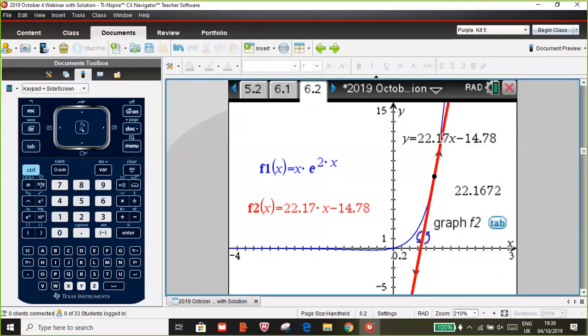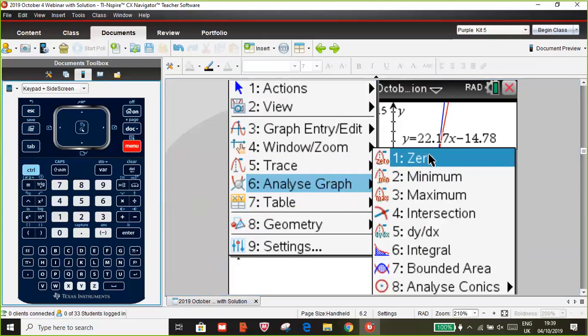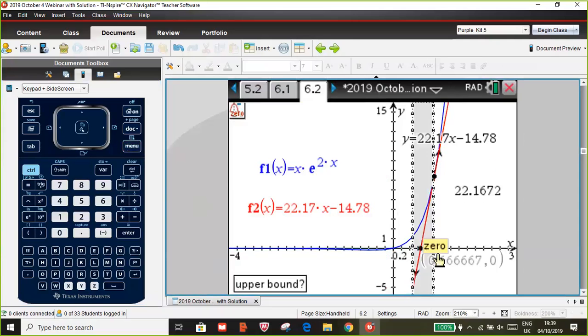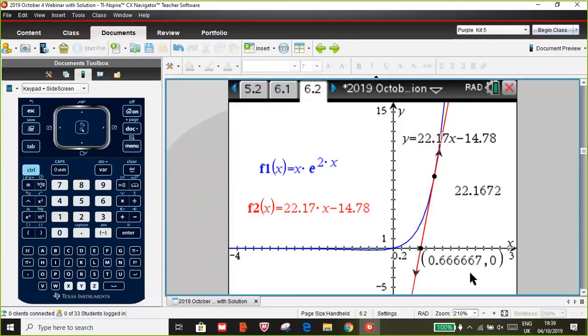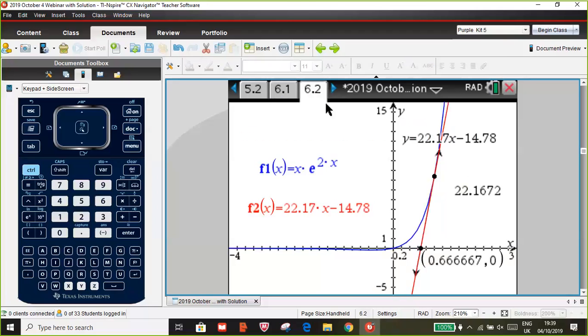By going to menu, finding the analyze graph, finding the zeros. Which graph? There are 2 graphs here, so I must tell Nspire that it's the red one. F2, and then the lower bound and the upper bound. See? 0.666667. Oh wow, that seems to be a nice number. 2/3. Or you can leave it at 0.67. There you go. We have answered the question. It's basically quite a generous question. Done in less than a minute. Okay, opening question of the exam.